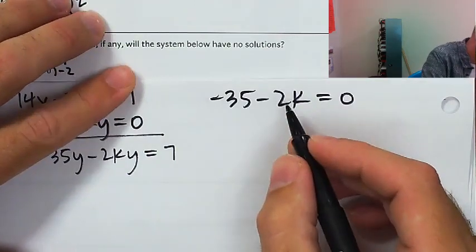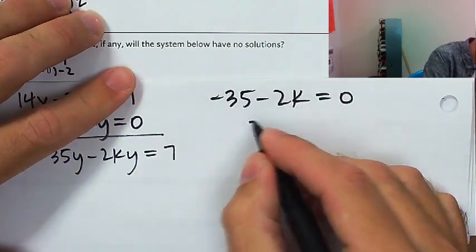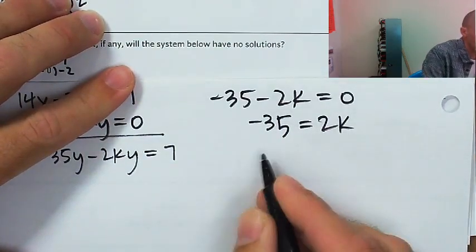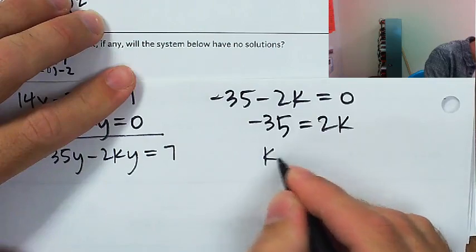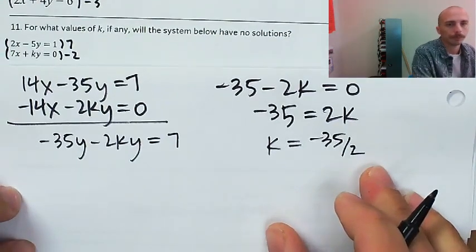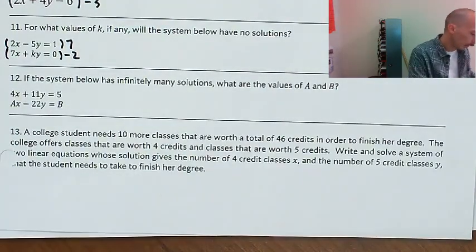And then I'm going to solve for k by adding 2k to both sides. Okay, and then I'm going to divide both sides by 2, and I'll get k as -35 over 2. That one was a little tricky.